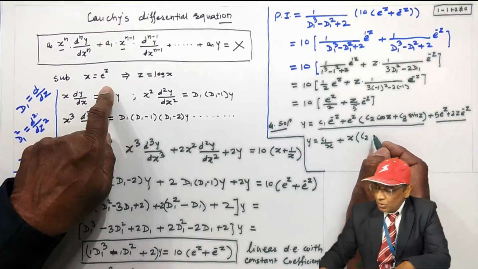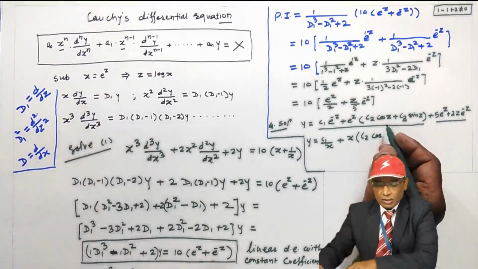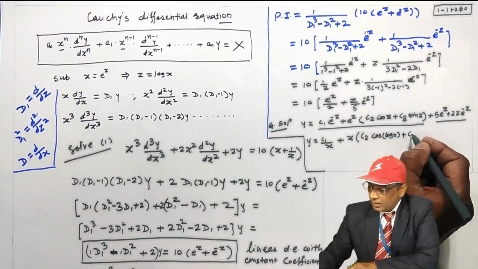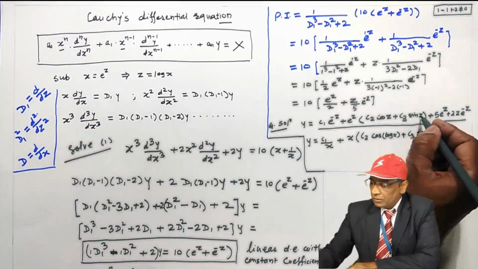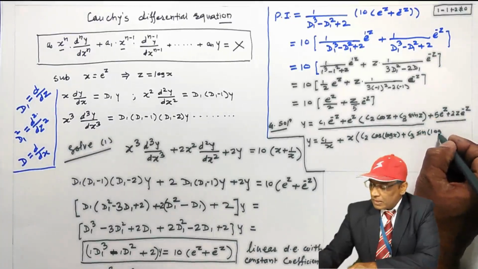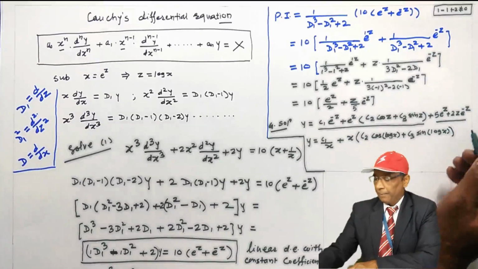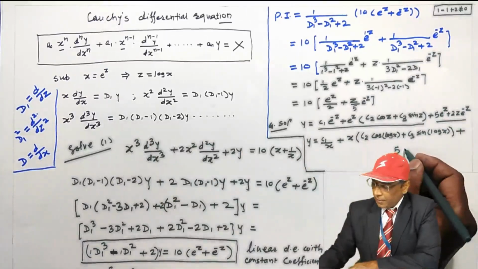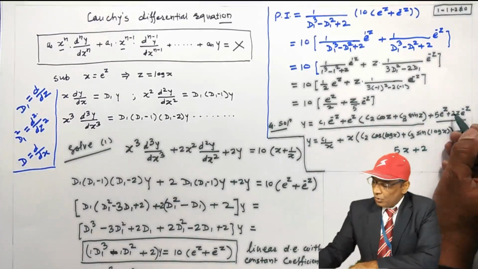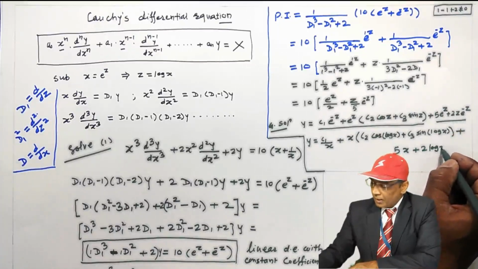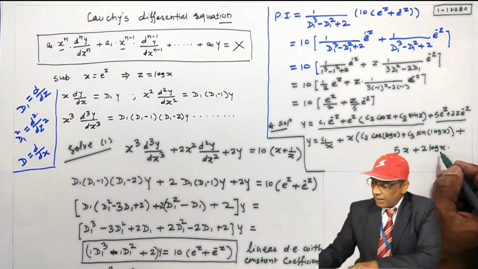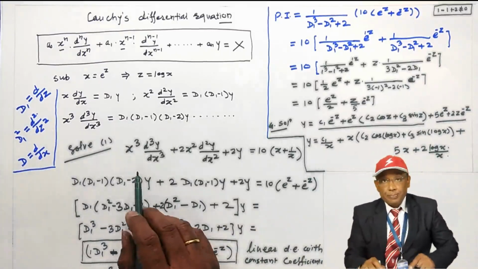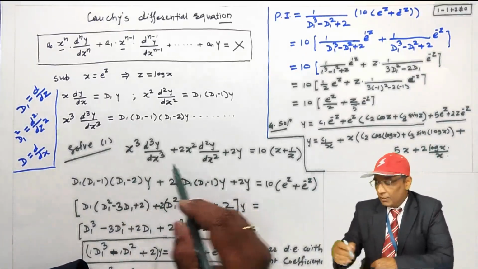C2 cos of z. Z is what? Log x. Cos of log x. C3 sin z is log of x. Okay. Plus 5 e power z is what? X, plus 2 z is log x, and e power minus z is what? 1 by x. You can write x here, 1 by x. So this is the solution of the given differential equation in terms of x.